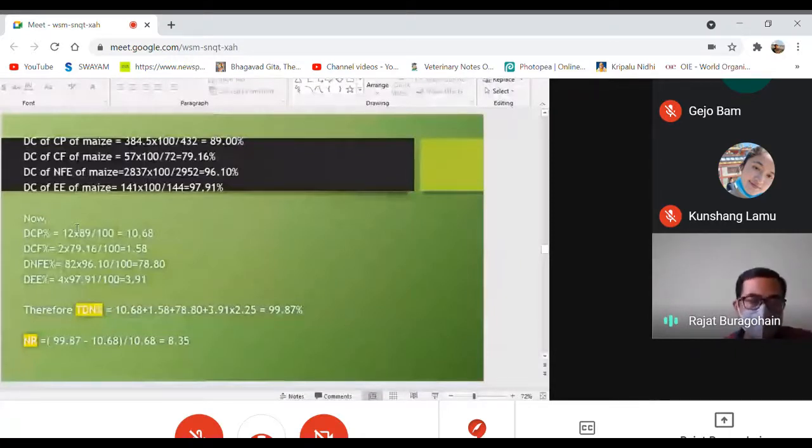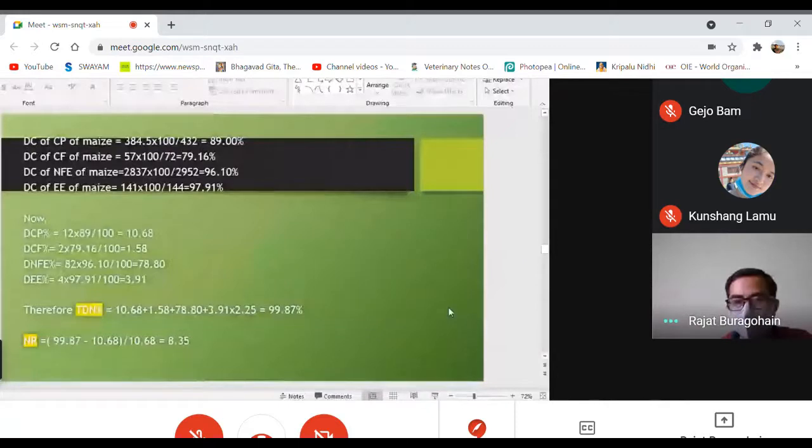So this way we will be able to calculate the digestible nutrient percentage of different nutrients, and very easily the TDN percentage of maize and the NR. So this is not very tough. If you have any confusion, you just ask me, or you can see these things later also. I'll provide you the PPT.